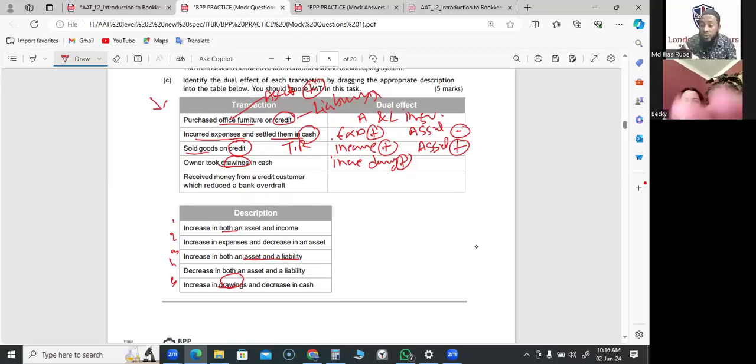So when the owner withdraws money, what happens? Money goes down in the business, isn't it? Yeah, money goes down, that's asset down. Then asset minus, and drawings increase.